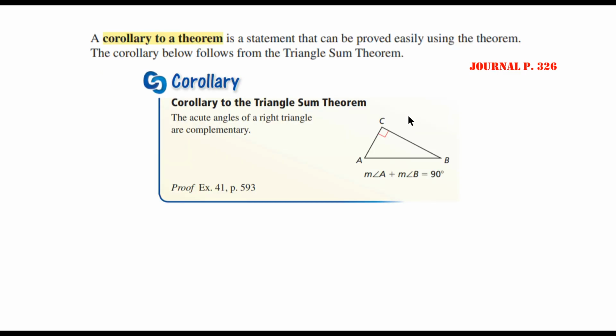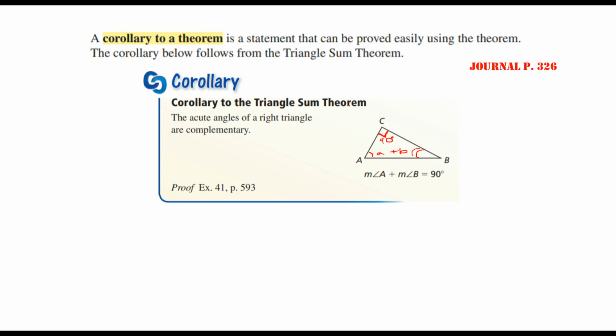Okay, carrying on. A corollary to a theorem is a statement that can be proved easily using the theorem. The corollary to the triangle angle sum theorem is that the acute angles of a right triangle have to be complementary. And this sort of makes sense. We've got a right triangle here with one corner being 90 degrees. So because that's 90 degrees, if I know that the sum adds up to 180, that means A plus B here has to equal 90 degrees because that's 90 more to make the total sum of 180.